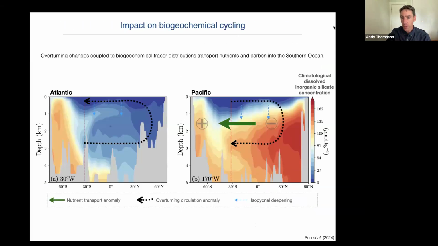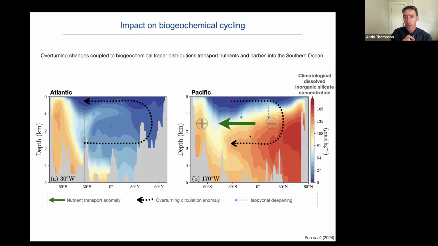And I just want to show one other example here from a more recent paper that was led by Shantong Sun, which was to think about the impact of these overturning perturbations on biogeochemical cycling. So here we're doing something quite similar. We're imagining moving into a warming climate which would lead to a weakening of the overturning circulation in the Atlantic Basin. Again, that's shown schematically here by this dotted line, and a strengthening of the overturning circulation in the Indo-Pacific or the Pacific Basin.